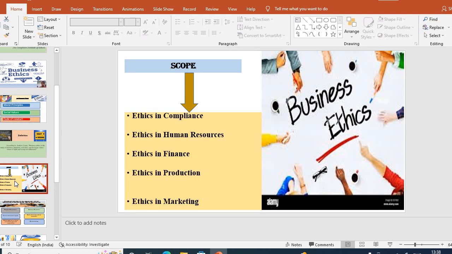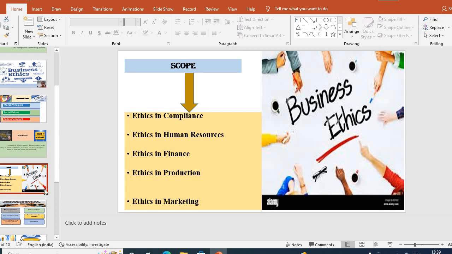The third scope is ethics in finance. Finance is a crucial part of every business and is needed for successful operation. The next area is ethics in production. Ethics in business helps in monitoring and controlling the overall production activities for producing consumer products.